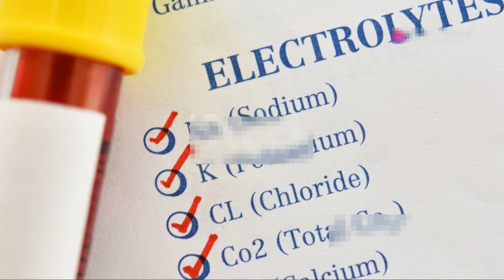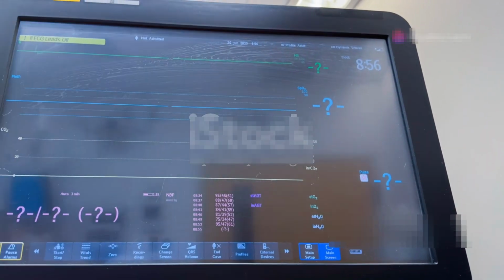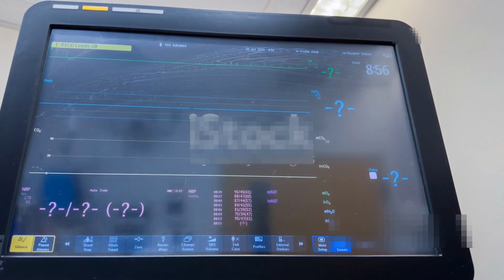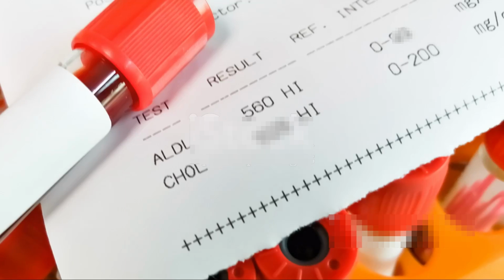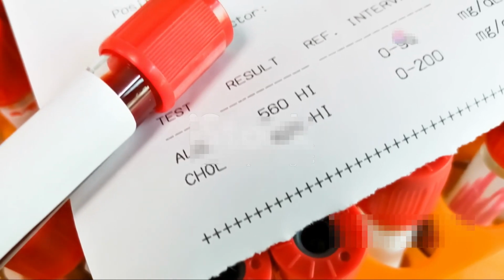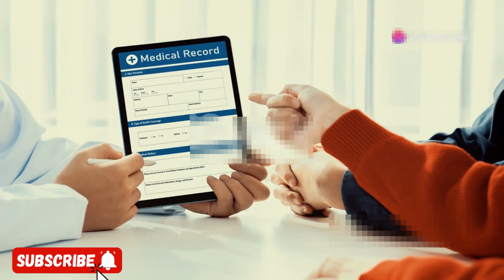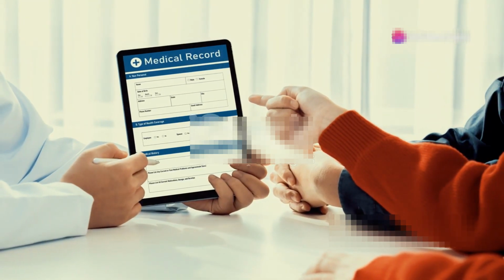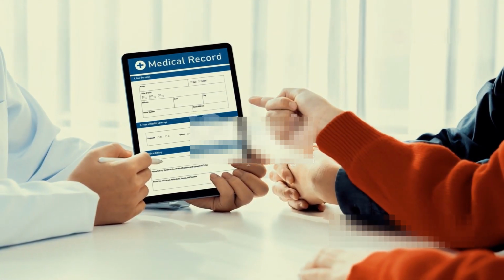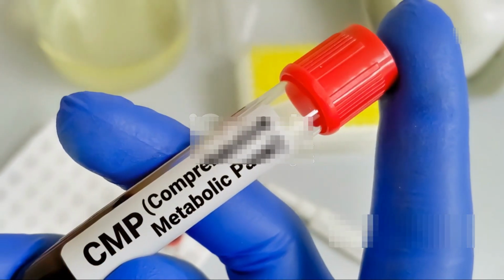Oxygen saturation, SaO2, is next. This tells you the percentage of hemoglobin that's saturated with oxygen. A healthy range is 95% to 100%. If it's low, below 90%, hypoxemia, due to respiratory diseases like COPD, pneumonia, anemia, heart defects. Symptoms: shortness of breath, chest pain, confusion.